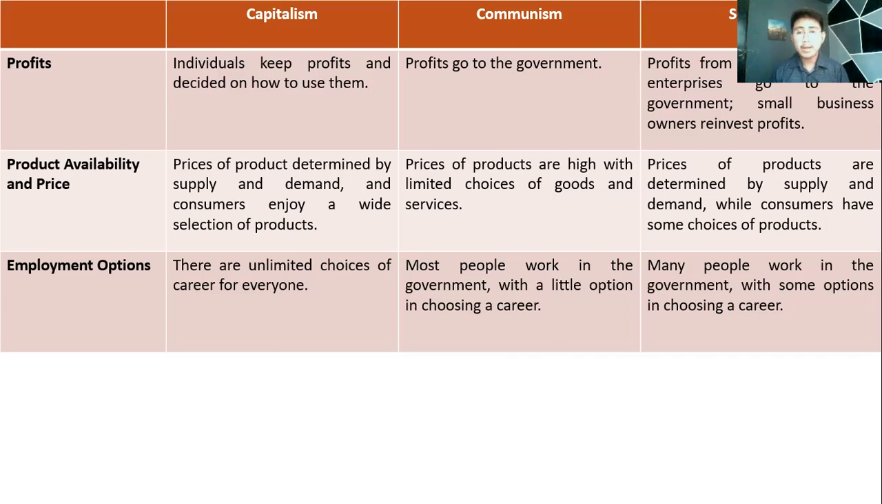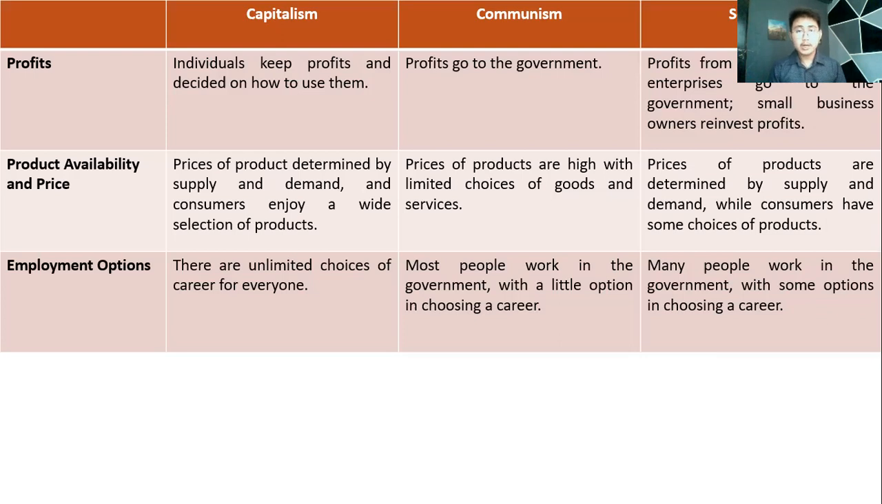While sa communism naman, prices of products are high with limited choices of goods and services. So dito, limitado lang po yung goods and services natin at medyo may kamahalan po yung presyo nito. While sa socialism naman, the prices of products are determined by supply and demand. So nakabase po yung presyo kung gaano kalaki or kaunti yung demand ng isang supply ng isang negosyo or kung gaano kalaki yung demand ng isang customers. So while consumers have some choices of products, so medyo madami-dami din po yung choices of products dito sa socialism. So when it comes to employee options naman, there are unlimited choices of career for everyone.